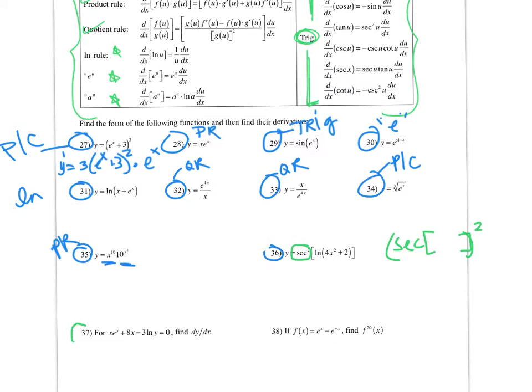Over here we have implicit differentiation. And 38 will just be fun to do. So let's do 36, and then that'll be it. I would like you to try these on your own. They are quick, so try those on your own, and let's do 36 together.